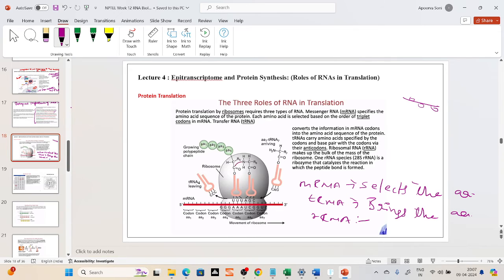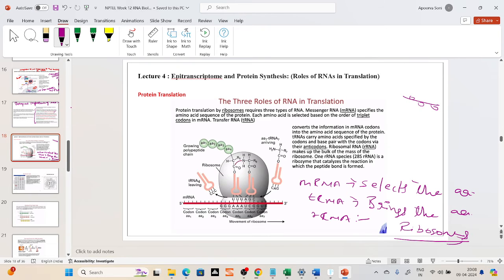So tRNA converts the information in the mRNA codon into an amino acid sequence. tRNA carries the amino acid specified by the codons and base pairs the codons with their anticodons. Then ribosomal RNA is present in ribosomes, which are the translation factory, and specifically the ribozyme, which is a catalytic kind of rRNA. It causes the peptide bond formation.